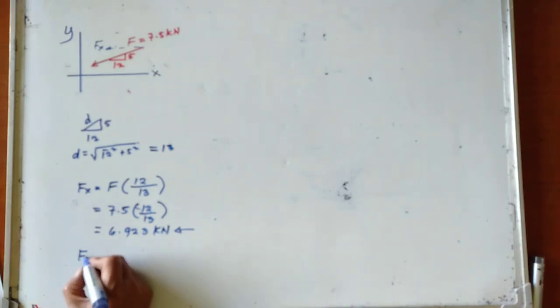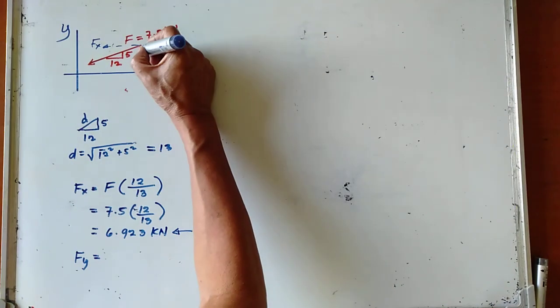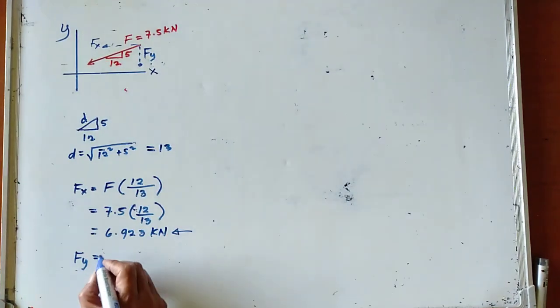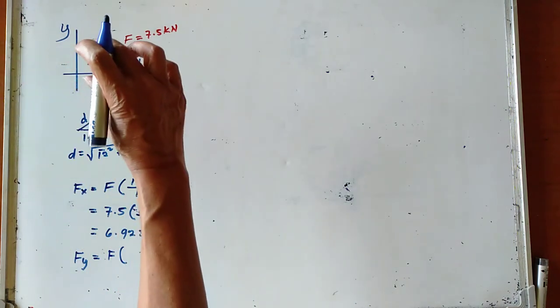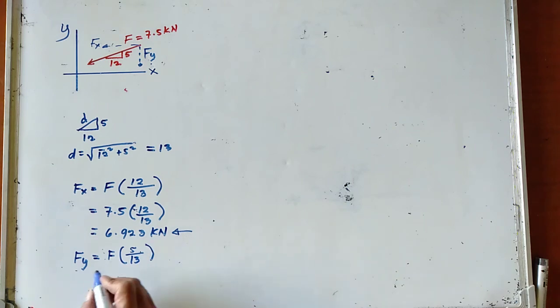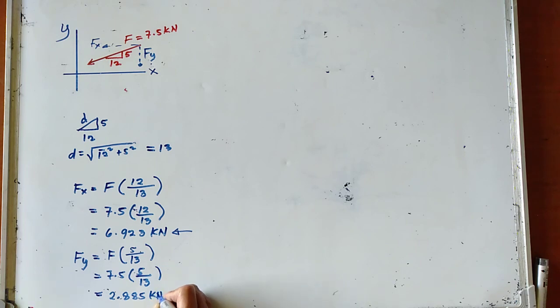So your y component, Fy, is now equal to, so this is now the component in the y direction. So we have your Fy. So that is equal to F, then we have the vertical or the y slope, which is 5 all over your D, and that one is 13. Or this is equal to 7.5 multiplied by 5 all over 13. So this is therefore equal to 2.885 kilonewton, and this is a downward force.